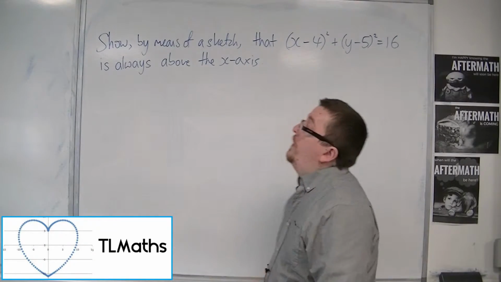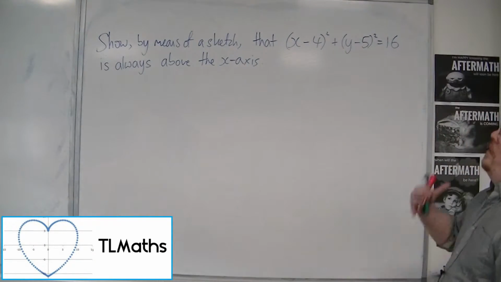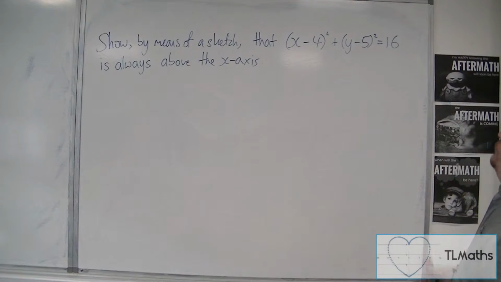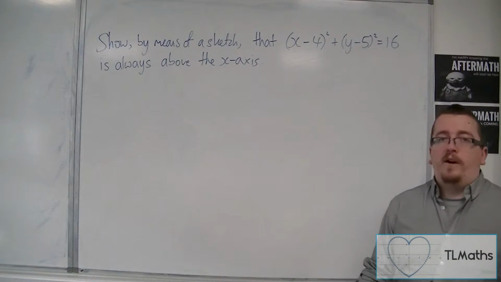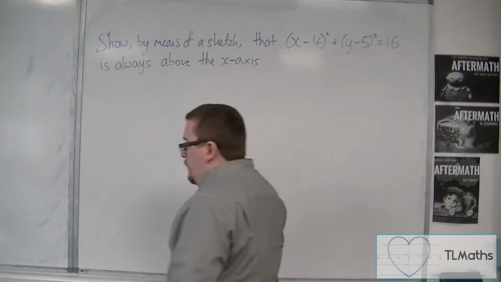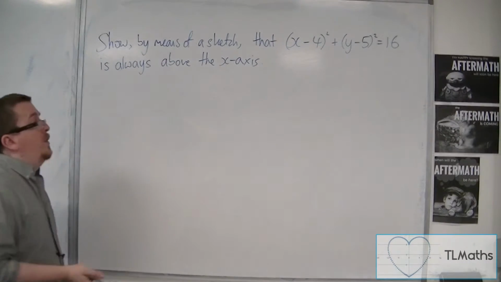Okay, in this video, we want to show by means of a sketch that (x − 4)² + (y − 5)² = 16 is always above the x-axis. So there are a few things to point out here.